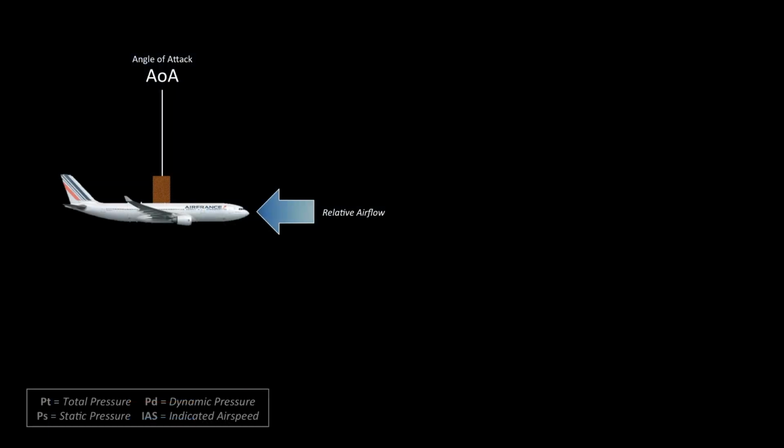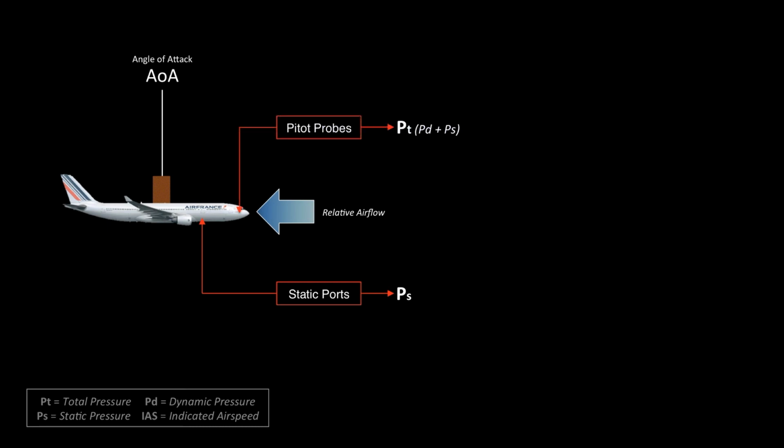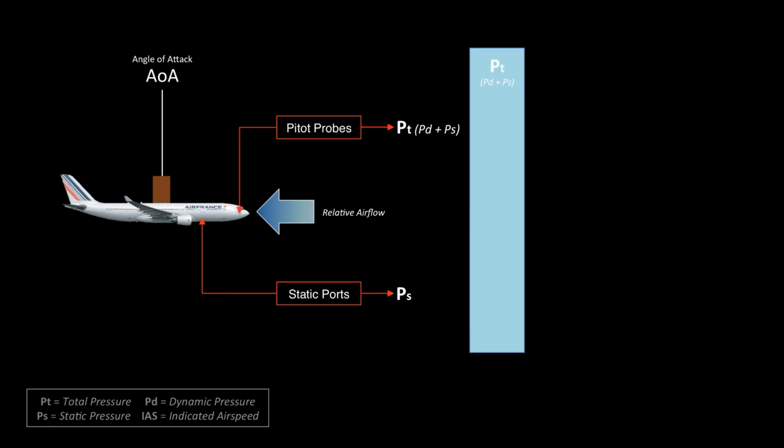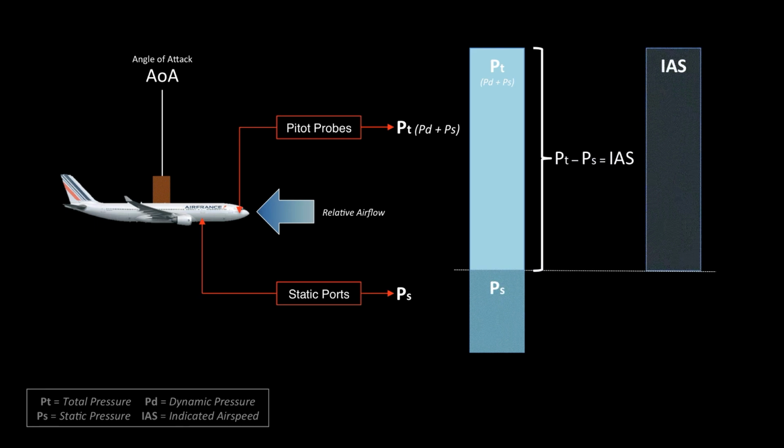In simple terms, in order to generate a valid indication of airspeed, the static pressure value measured at the static ports is subtracted from the total pressure sensed by the pitot probes. This total pressure is the sum of the dynamic pressure, we'll call it PD, sensed by the aircraft as it moves through the atmosphere, and the static pressure, which we'll call PS, of the undisturbed atmosphere surrounding the aircraft. The differential between the two is a measure of resultant dynamic pressure alone, the magnitude of which relates to the indicated airspeed of the aircraft, or IAS.